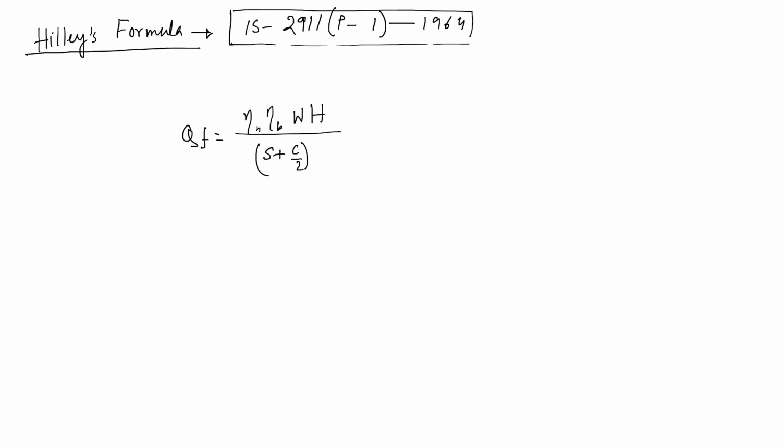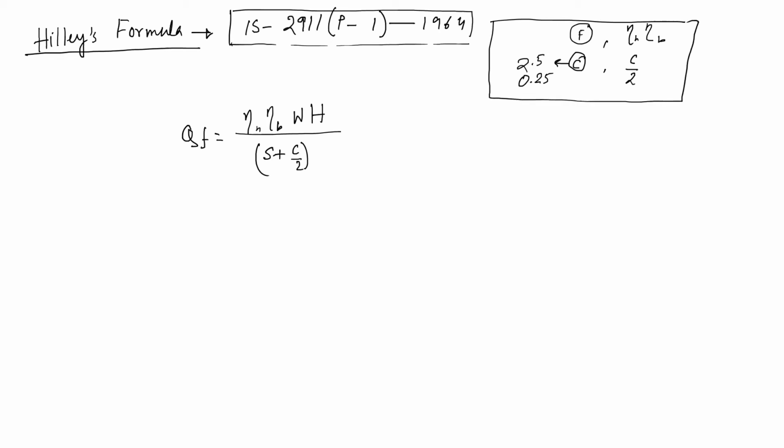If you observe Hiley's formula with the Engineer's formula, there is some dissimilarity. In the Engineer's formula you will find the F, while in Hiley's formula there is eta H, eta B. You can find S and you can find the C. C is the empirical constant, with value 2.5, otherwise 0.25. Here, it is C by 2. That is a common difference between Engineer's formula and Hiley's formula. Now, what is Qf? That is the ultimate load carrying capacity, the ultimate load on pile.